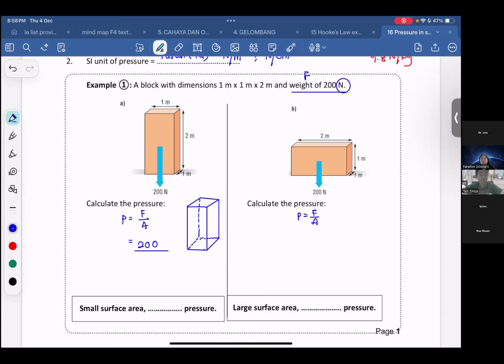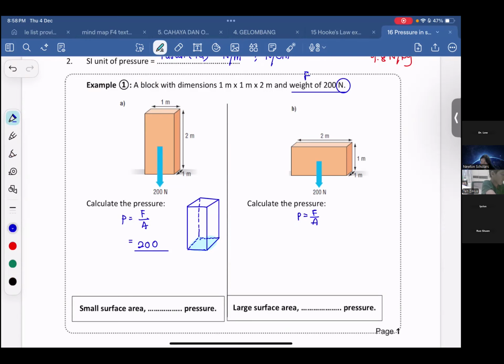Which area? Let me check. Correct, Emily. Okay, Angeline, correct. Crystal, correct. Okay, dear, I want you to emphasize this is the area: the area touching your table or touching your ground. This is the area that we want to count.